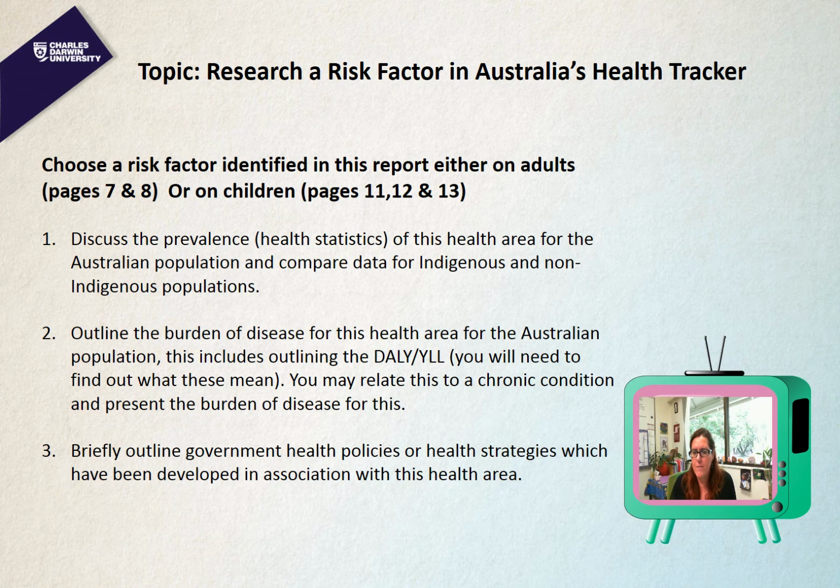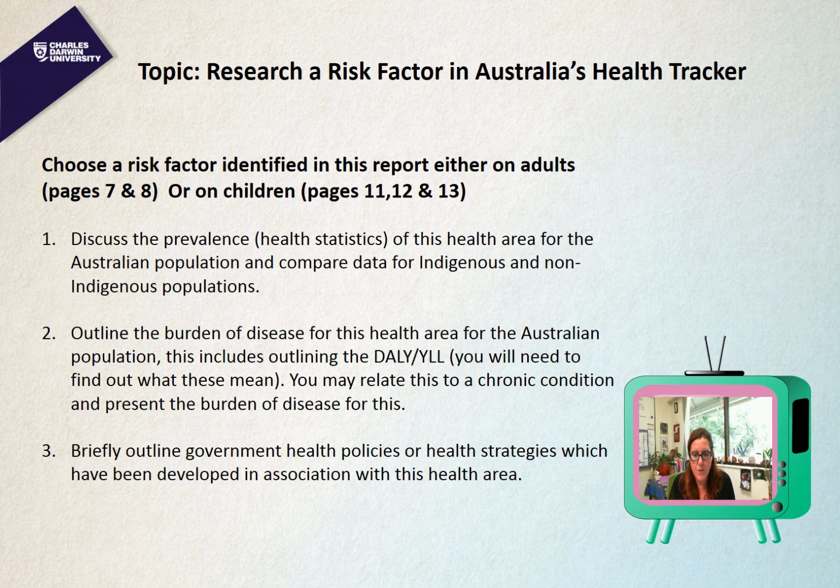So what you might find is that you'll need to relate the risk factor that you've found in your health tracker to a chronic condition to present the burden of disease for that. For example, if you were choosing obesity, you might link obesity to diabetes or heart disease and outline what the burden of disease for one of those conditions is.